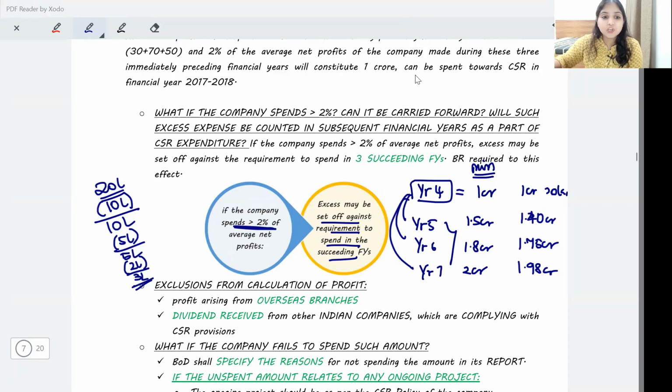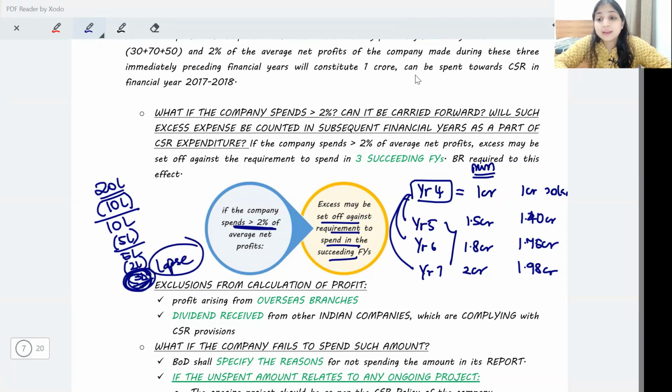But year 8, I will not be able to carry forward to year 8. It can be carried forward only to 3 years. In these 3 years, if you end up spending a little lesser, no problem. You will be allowed to set it off against the excess which you incurred in year 4. Understood? What about this excess 3 lakh? Nothing. This excess 3 lakh will lapse. You cannot carry this forward.